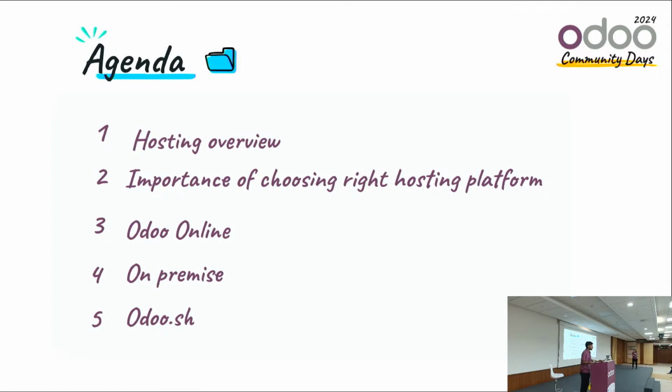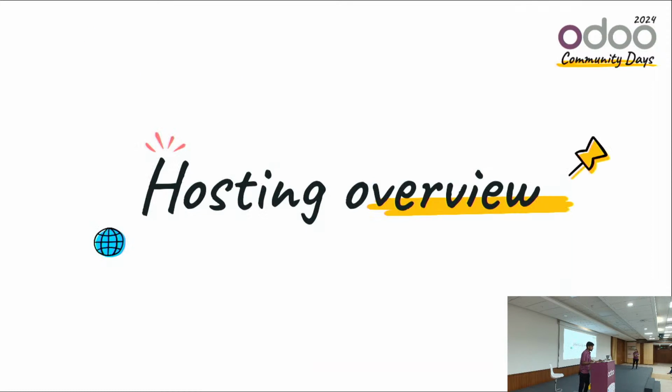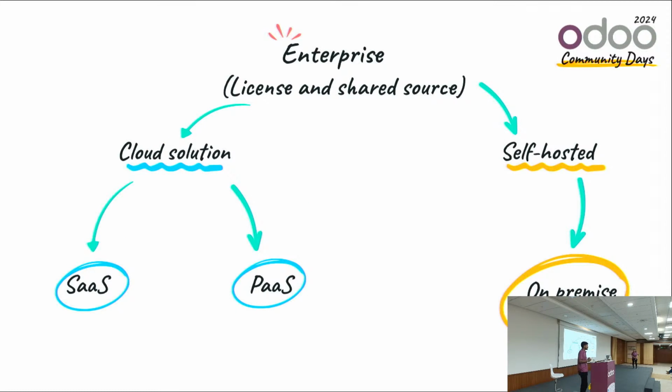Sure. So the first one is the hosting overview. Hosting is basically whenever you purchase a service, like a database, you would like to store that database in a specific location. It can be cloud, or it can be on-premise. That is what the hosting overview is. In the Odoo Enterprise version, we provide two types of services: one is the cloud solution, and the second is the on-premise solution, the self-hosted one.